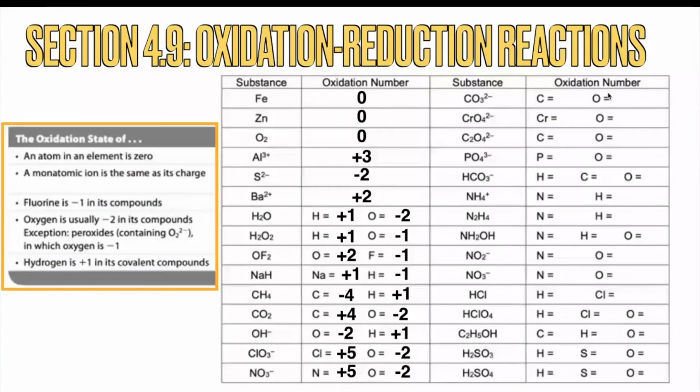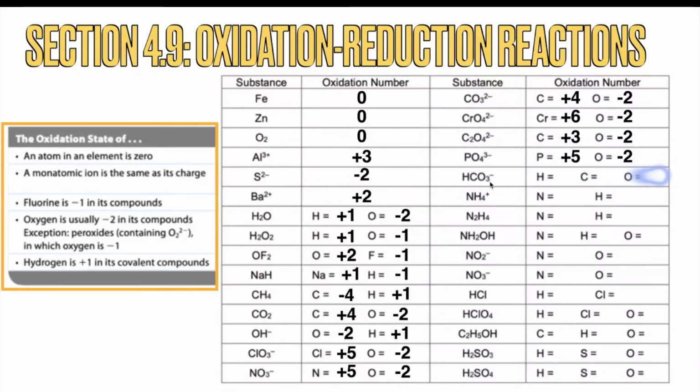Next, I have carbonate. -2 times that means I have -6. That means carbon has to have a +4. Next again, I have another one with oxygen in it. So -2 times 4 is -8. That must mean this is a +6 for my chromium in order to add up to -2. All right, next, again, -2. Carbon has to have a +3 in order to get this to add up to -2. Next, we have phosphate. Again, -2 times 4 is -8. That means that this phosphorus has to have a +5 in order to add up to -3.